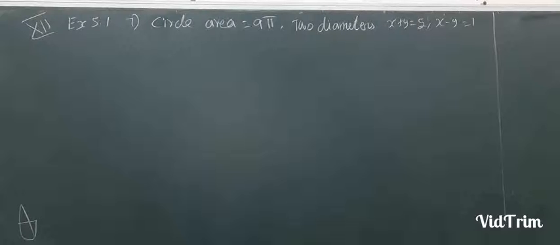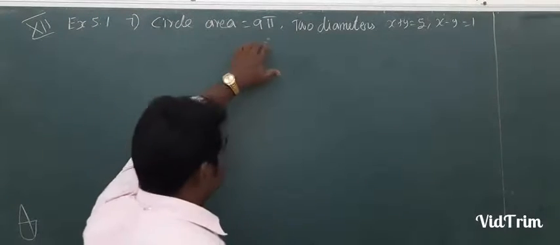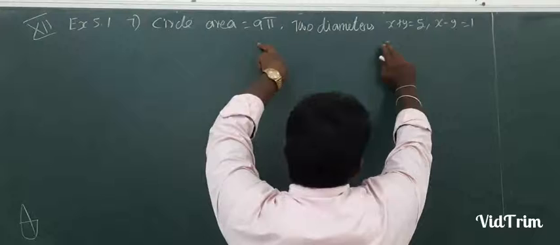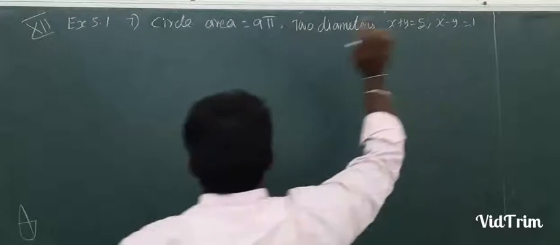Exercise 5.1, seventh sum. The circle has area 9π, and its two diameters lie along the lines x + y = 5 and x - y = 1. Find the equation of the circle. So we denote the circle's area as 9π and the two diameters as x + y and x - y.